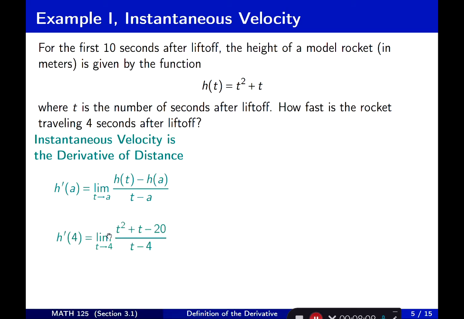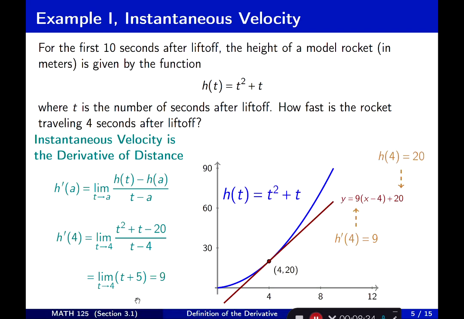So h of t is t squared plus t, h of 4 is 20, and the denominator is t minus 4, limit as t approaches 4. The numerator factors into t minus 4 times t plus 5, and therefore it simplifies, so I can write it as the limit of t plus 5 as t approaches 4. That is exactly 9. Now, what does this mean?